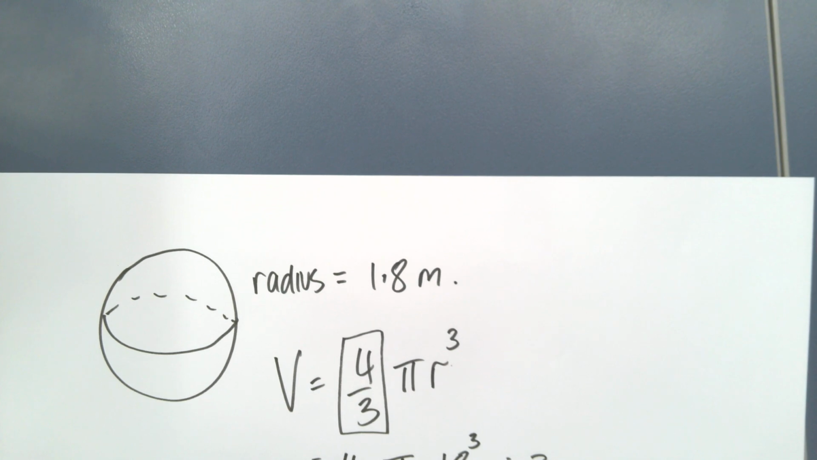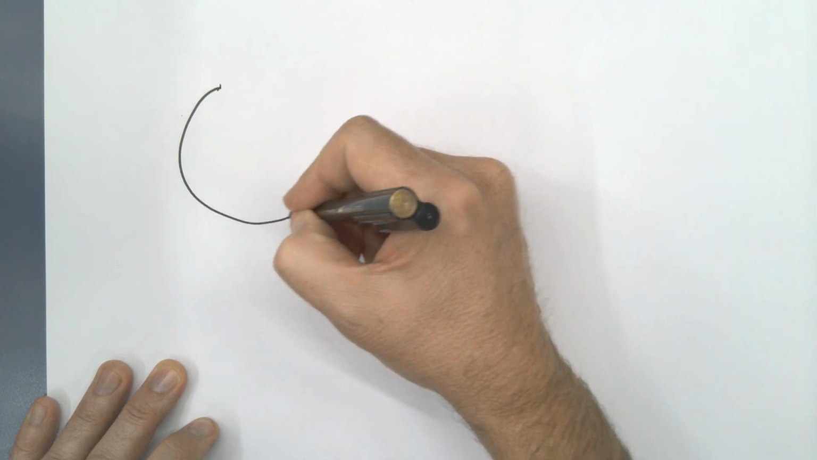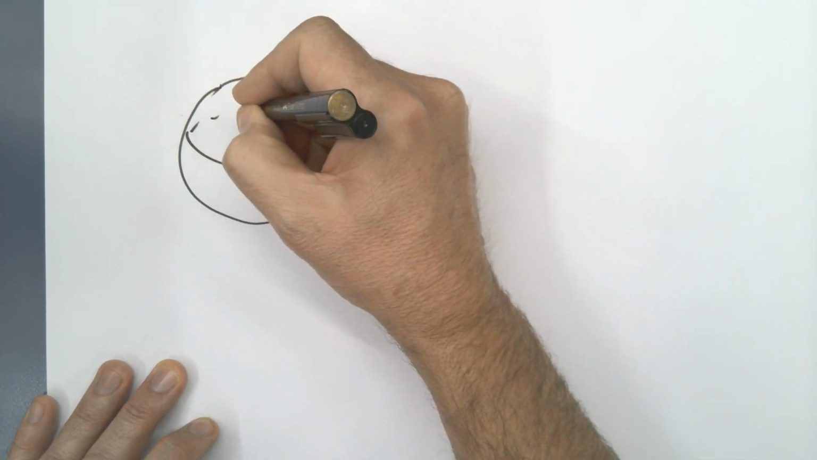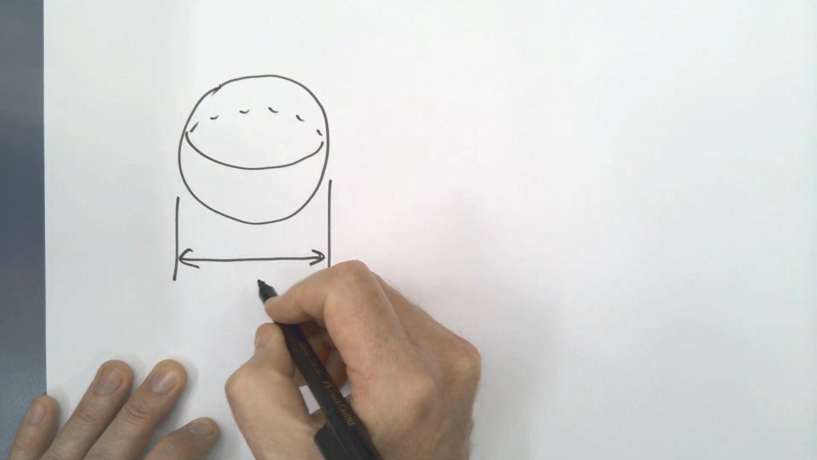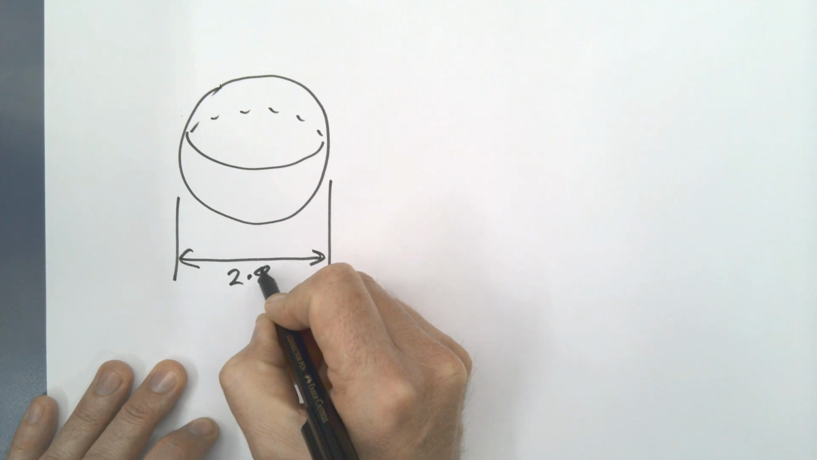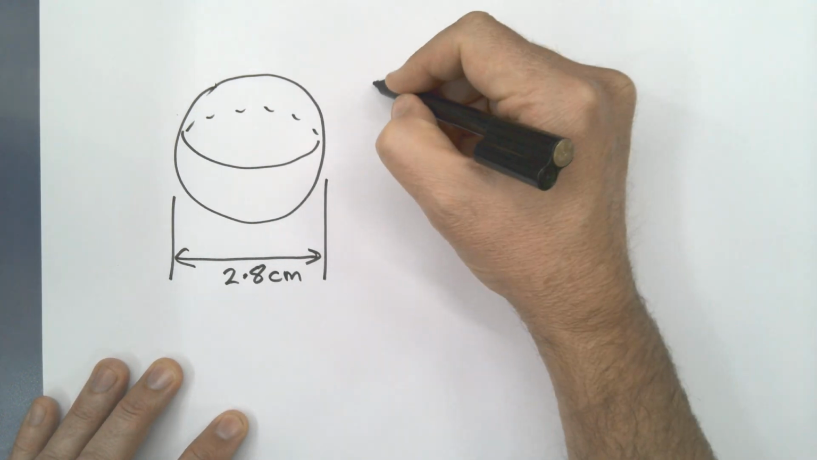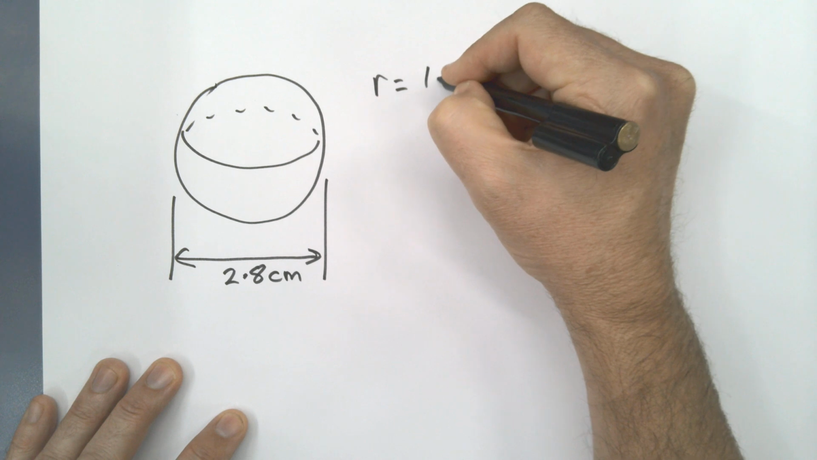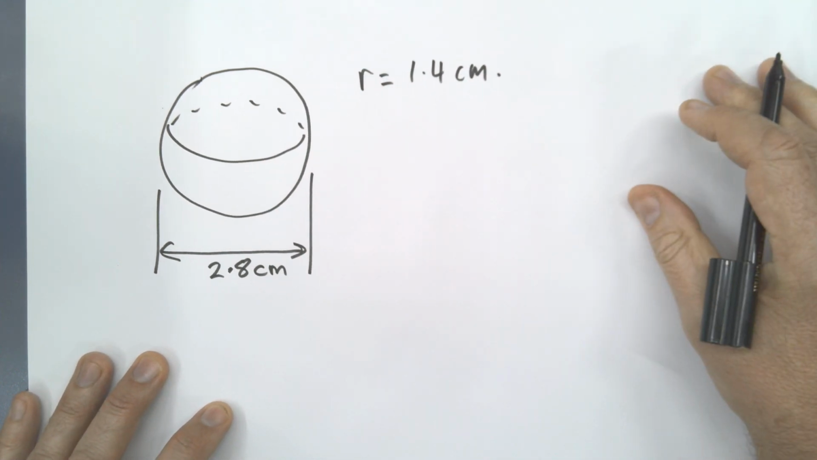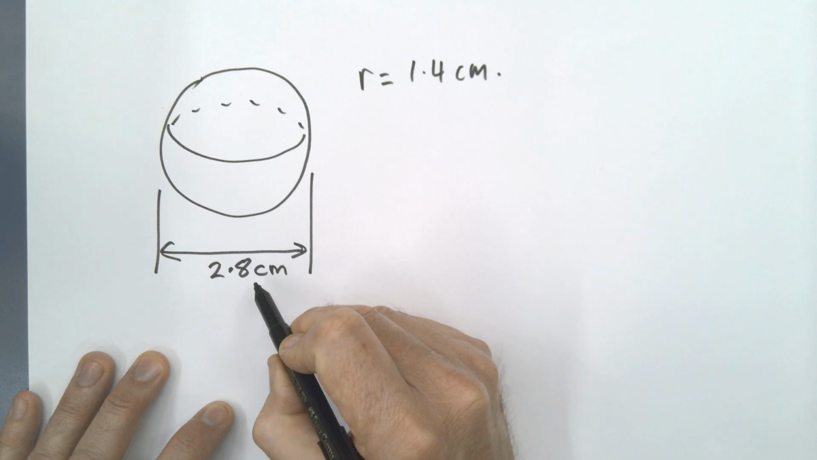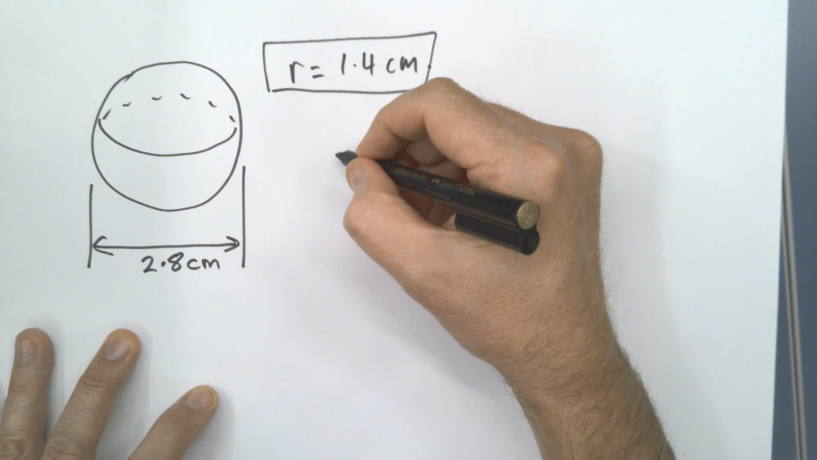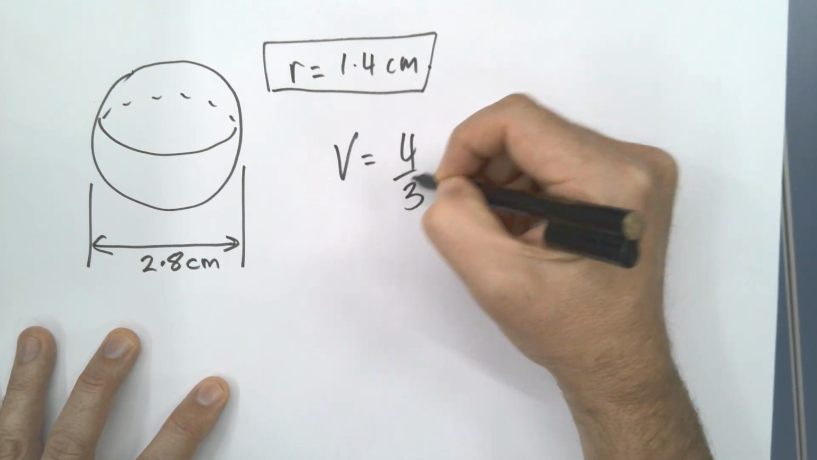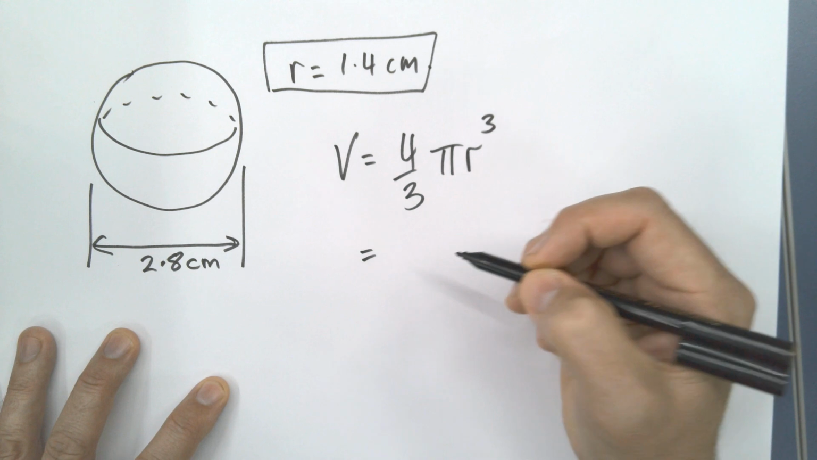This time I'm going to throw in a diameter. So we've got this thing here. Let's say the diameter is 2.8 centimeters. That means the radius is half of that, so that's 1.4 centimeters. If that's what was given to you in the test, you have to do this first. You cannot ever use diameter. So the volume is 4/3 pi r cubed.